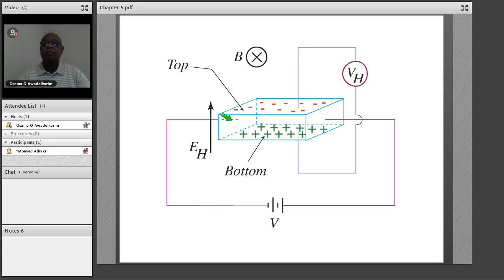So let's have such a semiconductor, n-type, connected to a battery, as we see here. We see the two poles of the battery, plus and minus. This side of the semiconductor is connected to the positive pole of the battery, and the backside is connected to the negative pole. So what happens is the electrons would move from this side to this side.